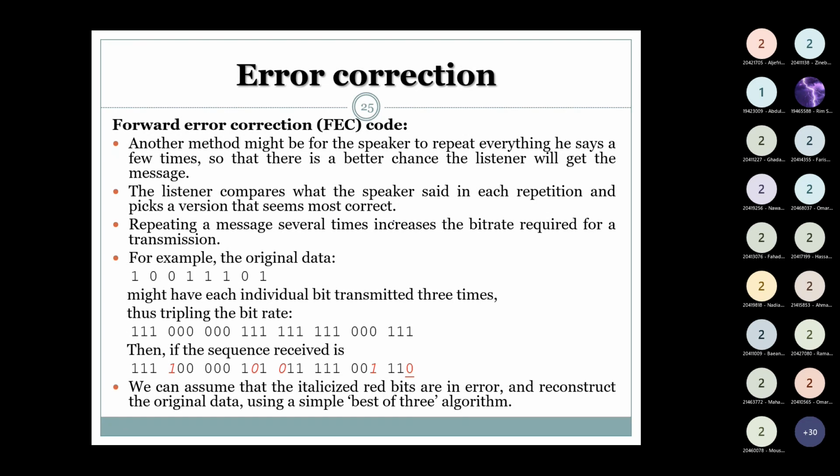From the first time the listener will get some information, from the second time other information, from the third time, etc. So after some number of times he will get the right message. Here we will use repetition for correction.